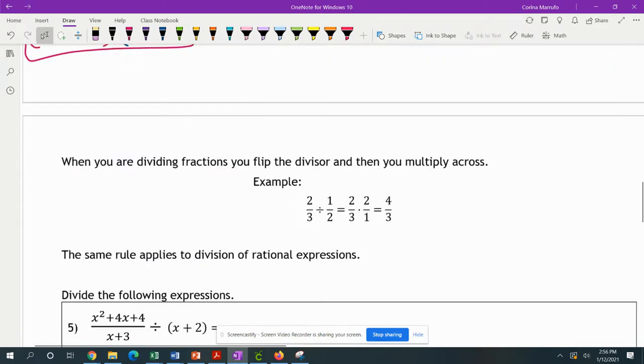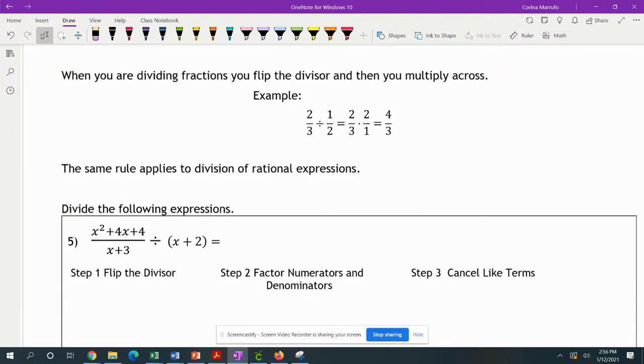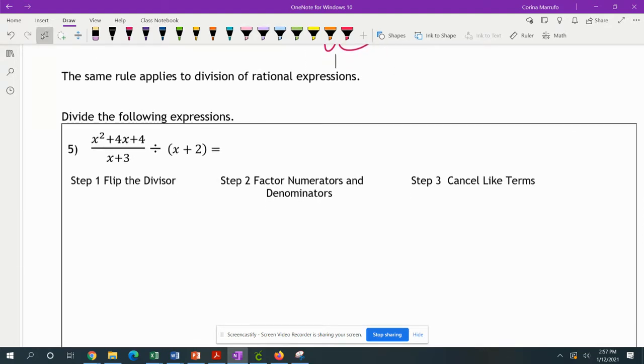Okay. When you are dividing fractions, you flip the divisor and then you multiply across. So for example, you have 2/3 divided by 1/2. You end up changing this to a multiplication sign, and when you do that, you flip this one. And that's why it has 2 over 1. And then you just multiply across. 2 times 2 is 4, 3 times 1 is 3. Okay? So for example, on this one, we have x squared plus 4x plus 4 divided by x plus 2.